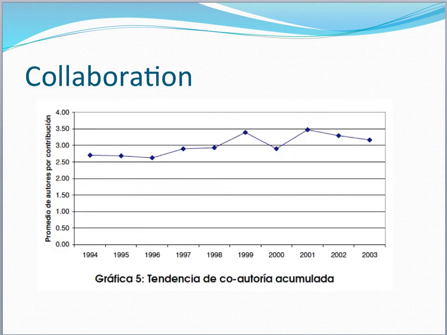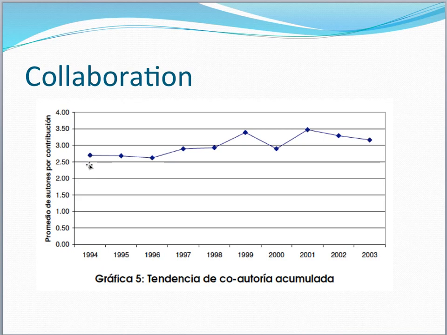Okay, this is a very important indicator. It's called collaboration. And collaboration means how many co-authors you have in scientific production. Here we have one study that I did many years ago, from 1994 to 2003, to see what the average co-authorship per paper was.